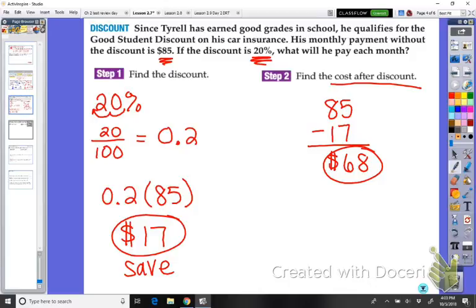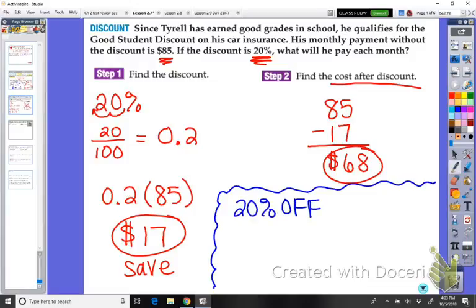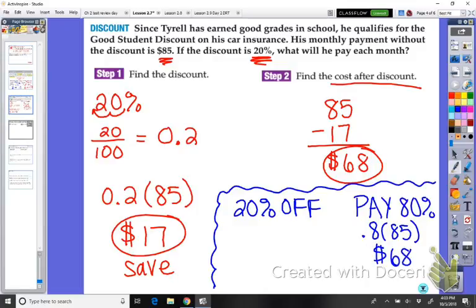Now there is another method which some of you might be aware of when you're taking a discount. If you're getting 20% off of something, that means you're paying for 80% of the price. So to find the total cost in one step instead of 2, you could take 80% of 85. And then that would be $68 right away. So you just have to be careful what the question is asking you. Does it want a total in the end, or does it want to find out how much is being saved? Just read carefully when you're doing these questions.